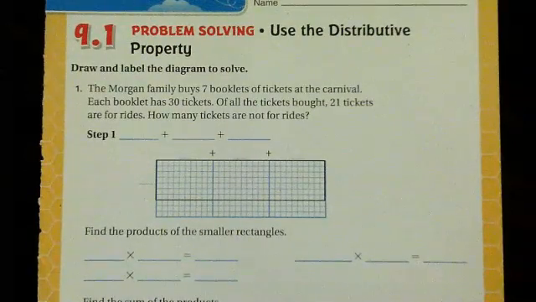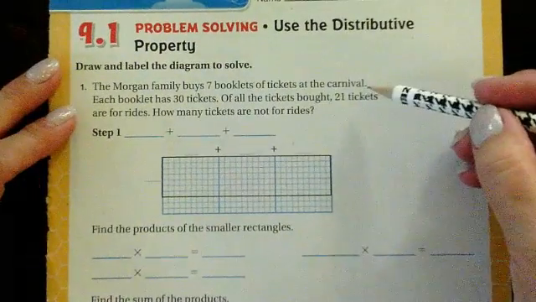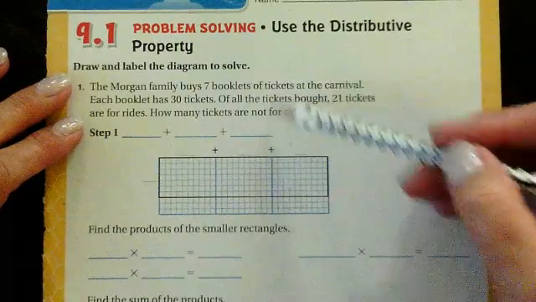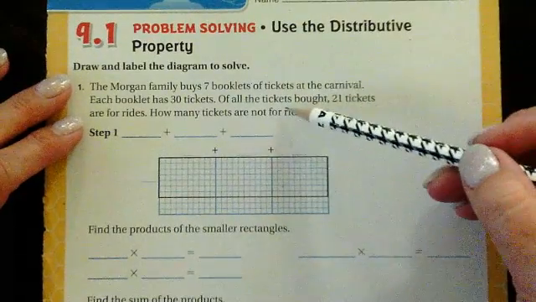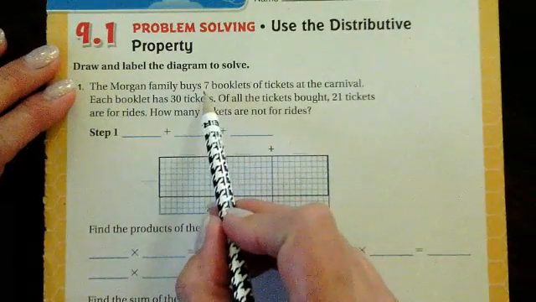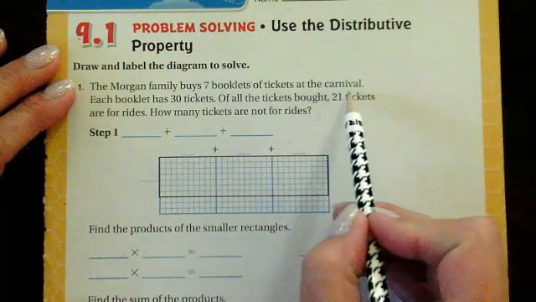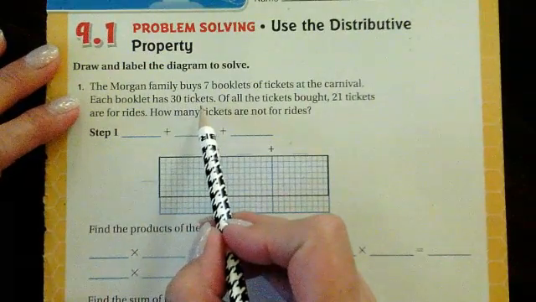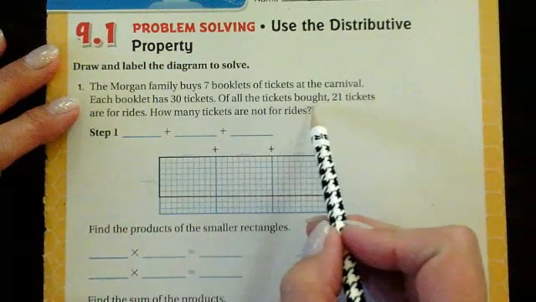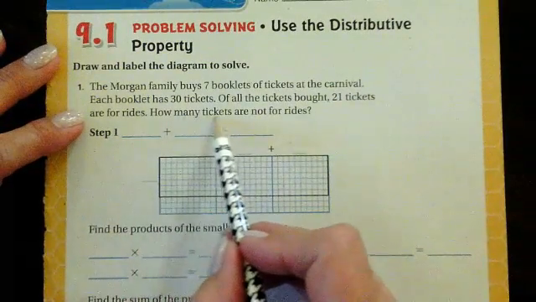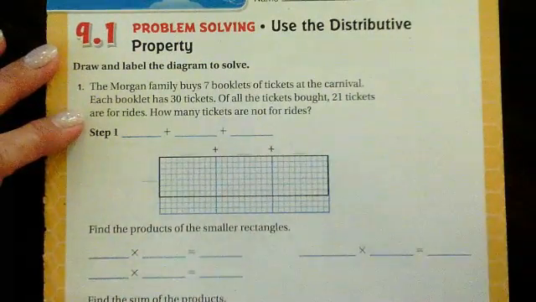So let's start with reading the word problem that they would like us to solve. It says, draw and label the diagram, that's this thing, to solve. The Morgan family buys 7 booklets of tickets at the carnival. Each booklet has 30 tickets. Of all the tickets bought, 21 tickets are for rides. How many tickets are not for rides?